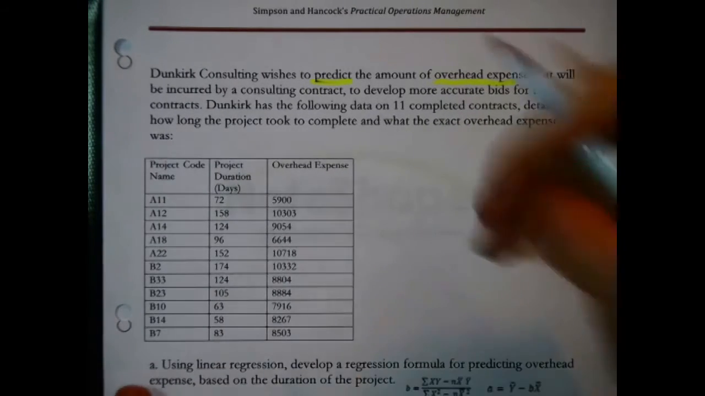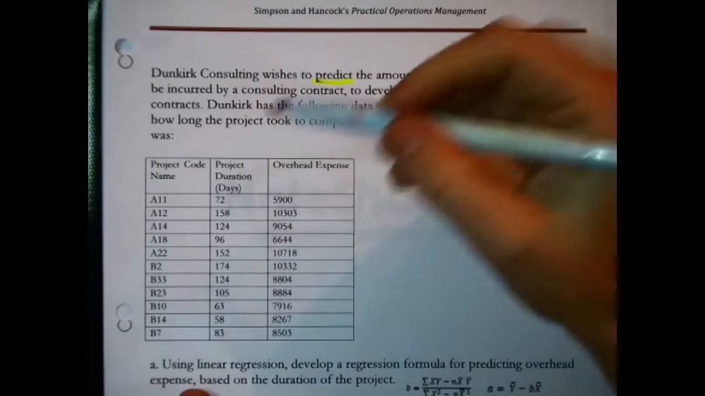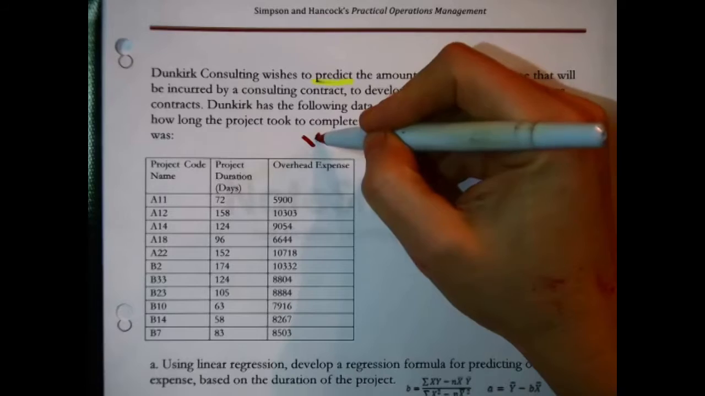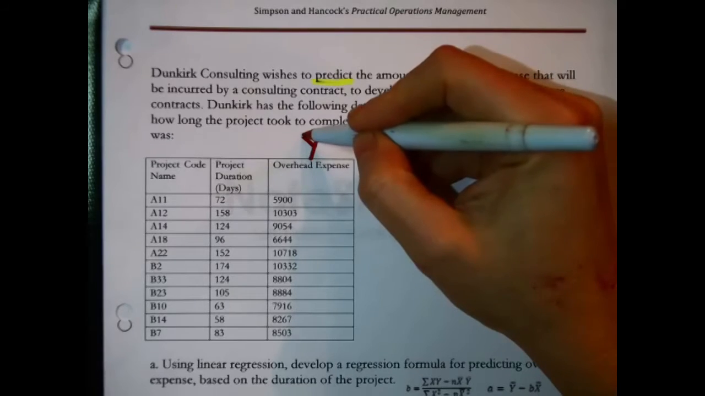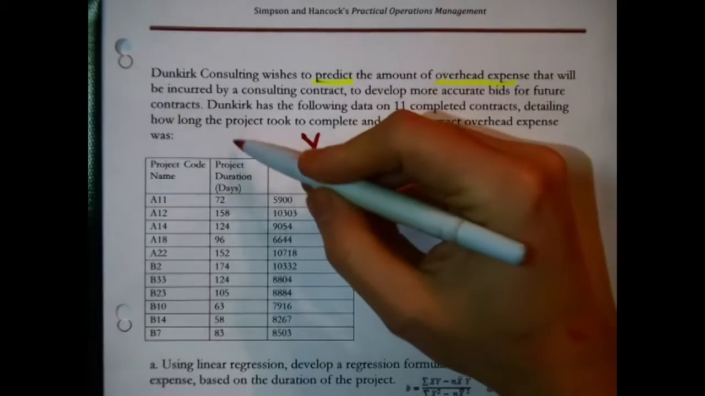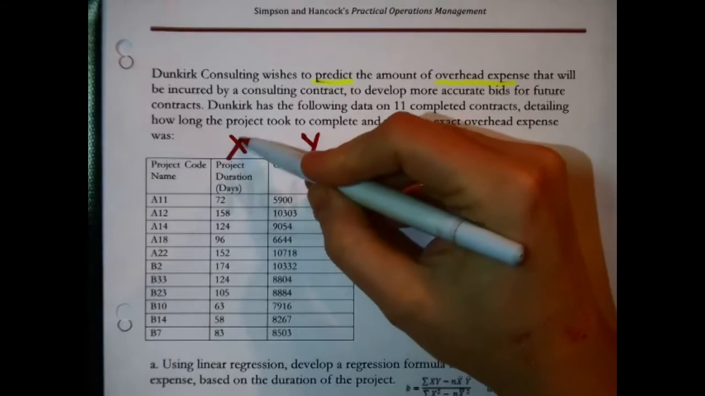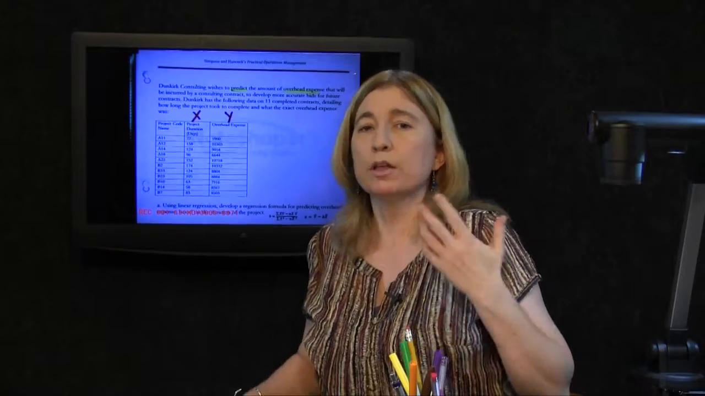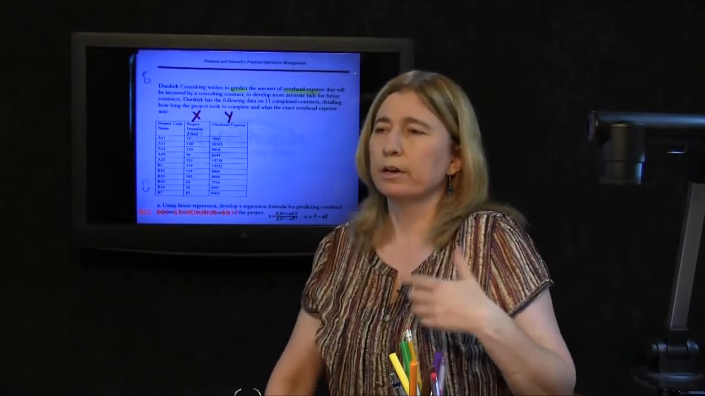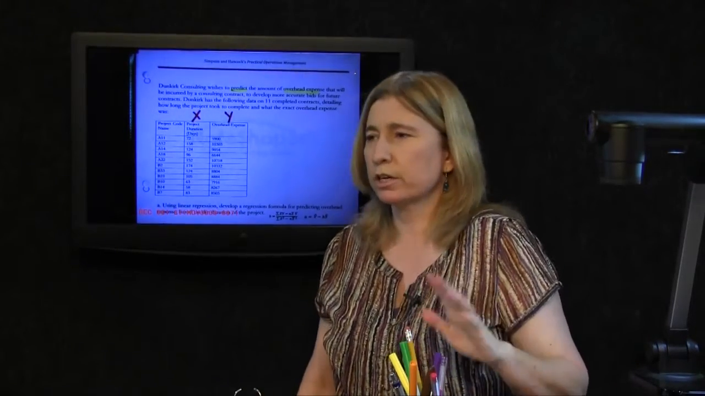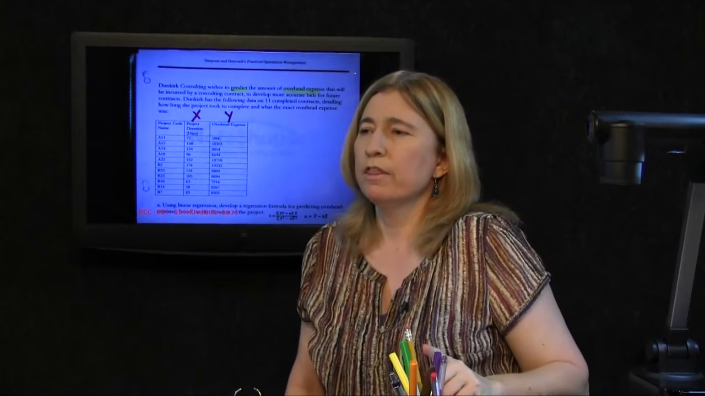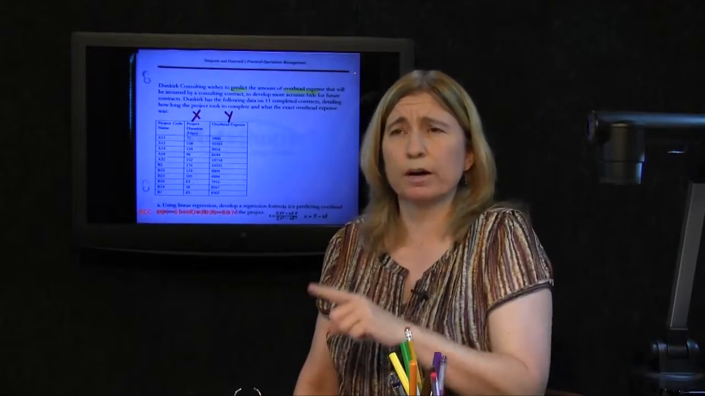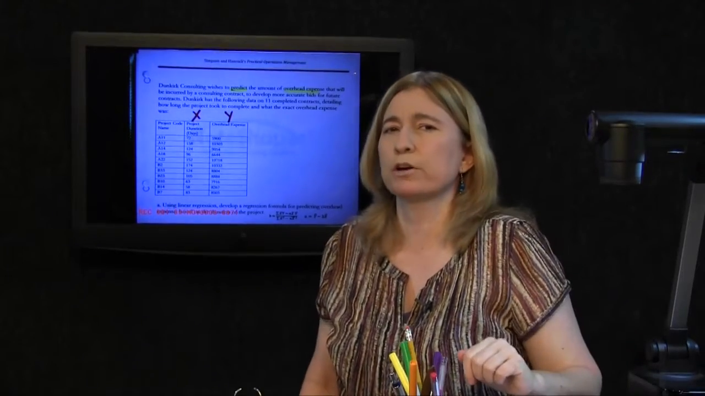Aha! Here's a table, 11 observations. They are trying to predict overhead expense. That would make it y, our dependent variable, based on, apparently from inspecting the table, the length of the project. So this firm called Dunkirk Consulting has a hypothesis that how much overhead expense is incurred by a project depends on how long the project is.